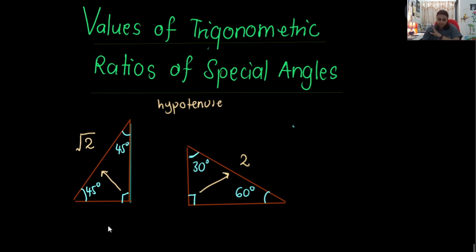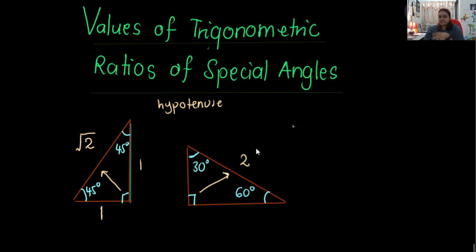So the hypotenuse is 2 and 2, but for the 45-degree triangle it is square root 2. Why is it square root 2? Because here and here are 1 and 1. So when you want to find the hypotenuse, it is 1 squared plus 1 squared, so you get square root of 2. That is the first triangle, the 45-degree angle triangle.